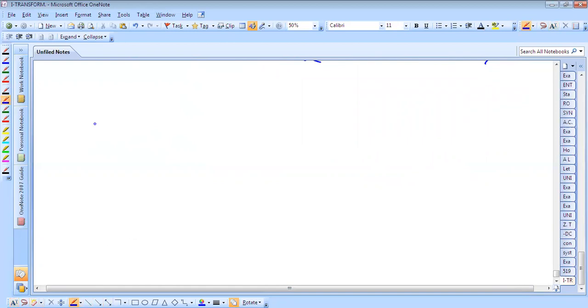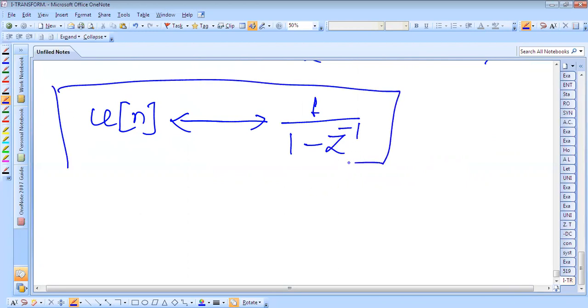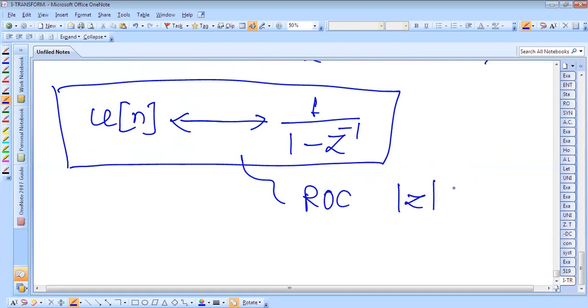Therefore, u of n is equal to 1 over 1 minus z raised to power minus 1, and this is the pair, and the ROC for this is the magnitude of z greater than 1.